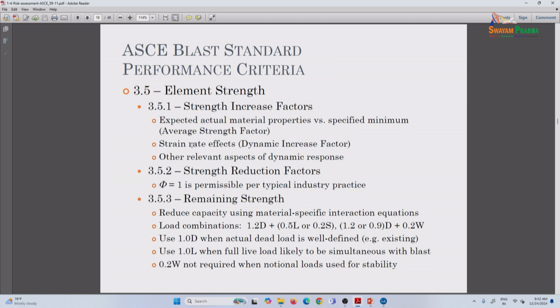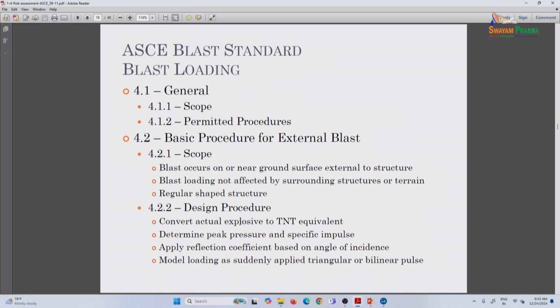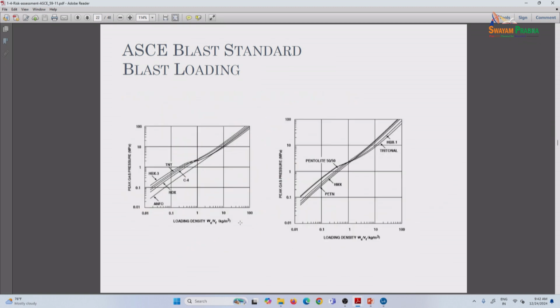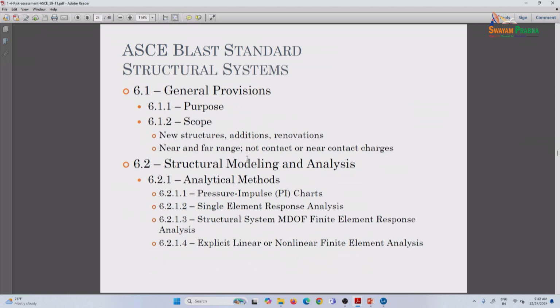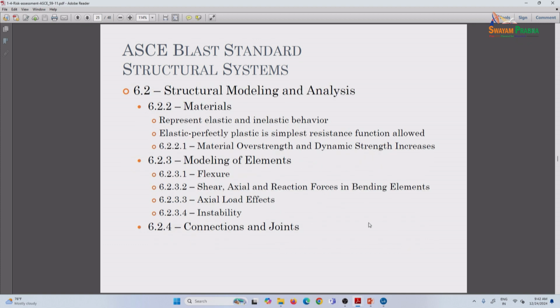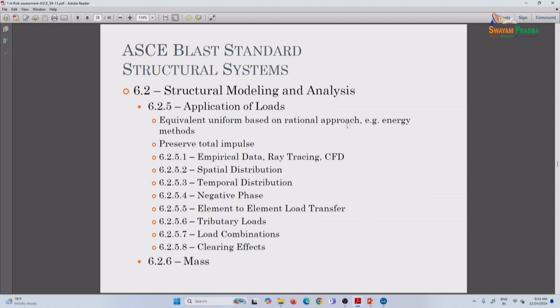We'll talk of all these things. We'll talk of strength increase factors, dynamic increase factors, reduction factors, and remaining strengths. We'll talk of some of the design requirements and analytical procedures; all these are addressed. Modeling, we'll do single element response and structural systems. We are doing finite element a little bit. You'll have a demonstration, and I think we are developing a lab for you to use Abaqus, and that's really cool.